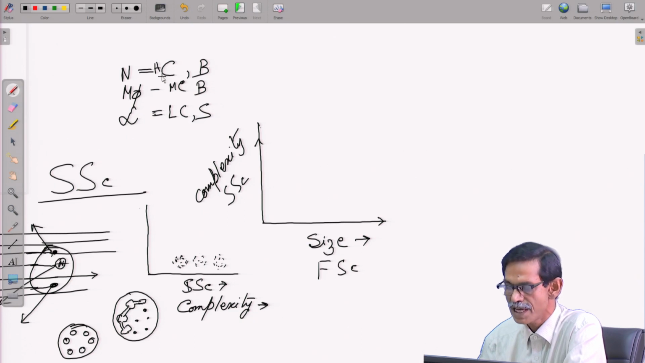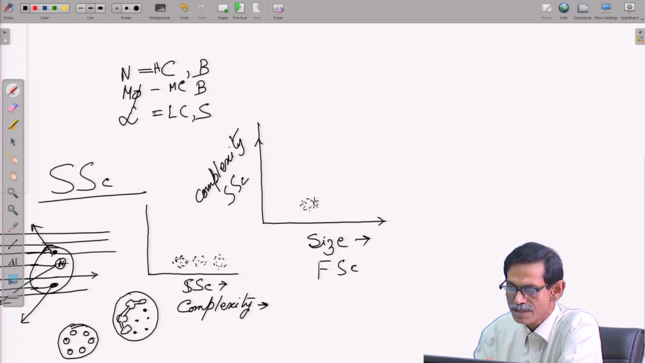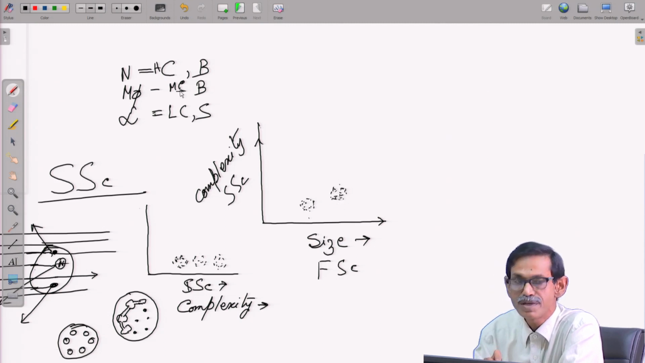So, what is going to happen? Size-wise, if I distribute, what will come first? It will give a population here. So, this is less complex and smaller in size, because complexity is increasing this way. Then medium size is what? Medium size is the macrophage. So, the macrophage will come here and it is a little bigger, and complexity is medium.